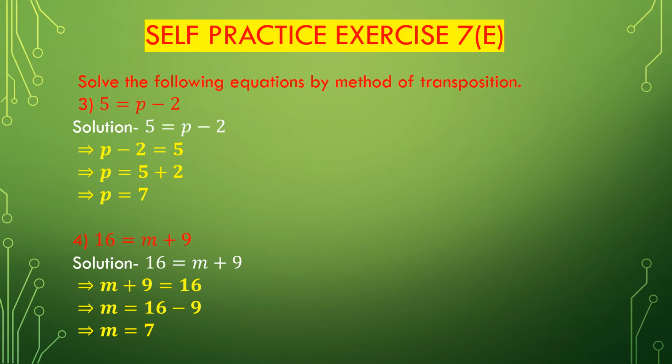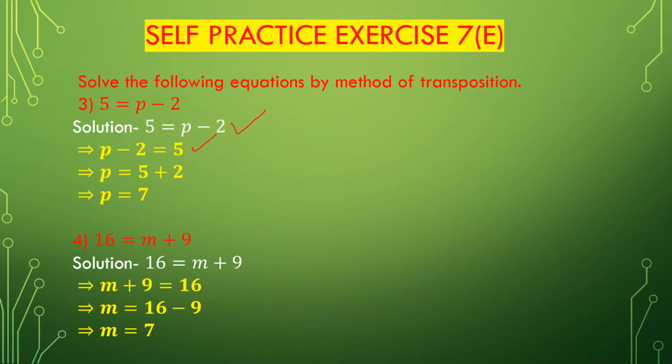Now we solve question number 3. Question number 3 is 5 equal to p minus 2. This is the equation given and we have to solve the value of the variable p using the method of transposition. 5 equal to p minus 2. This equation can be written as p minus 2 equal to 5. P minus 2 will be on left hand side and 5 will be on right hand side.